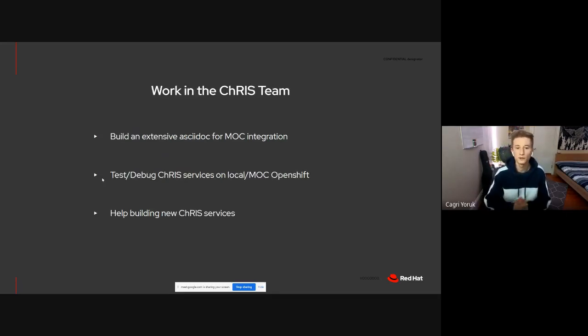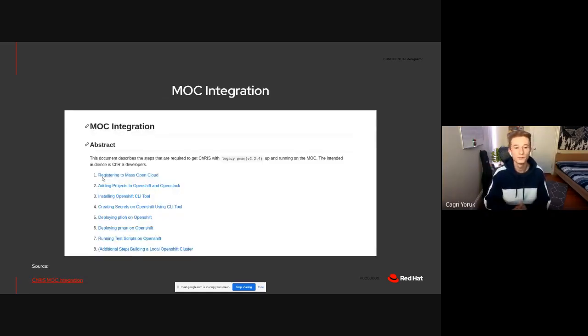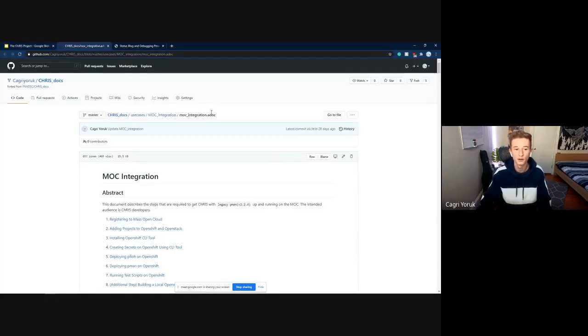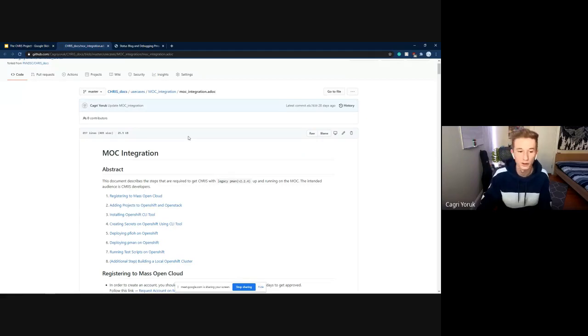And after that, we come to my work in ChRIS. In the ChRIS team, I work on testing and debugging ChRIS services on the local and the MOC OpenShift, help build new ChRIS services, and also build this documentation with the experience I have gained over a couple of months. This is the GitHub repo, the introduction of the documentation I built as MOC integration. We cannot understand the scope of this documentation from this slide, so I'm going to show it over here a little bit and go over it really quickly.